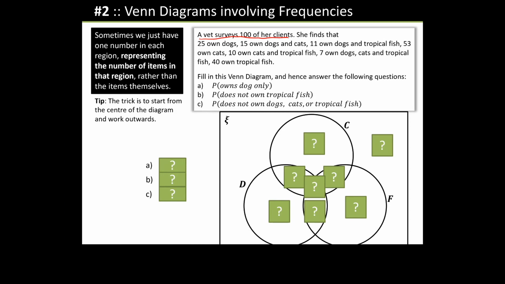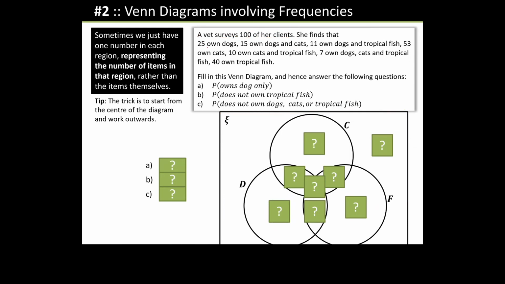So this is slightly different to what we were looking at in the earlier video where we were looking at elements within a set. Here we're not looking at elements within the set, we're looking at how many, or the frequency of items within a set. That's the difference with Venn diagrams involving frequency. So in this large rectangle, which represents the whole thing, the 100 clients, all the numbers within the large rectangle should add up to 100.